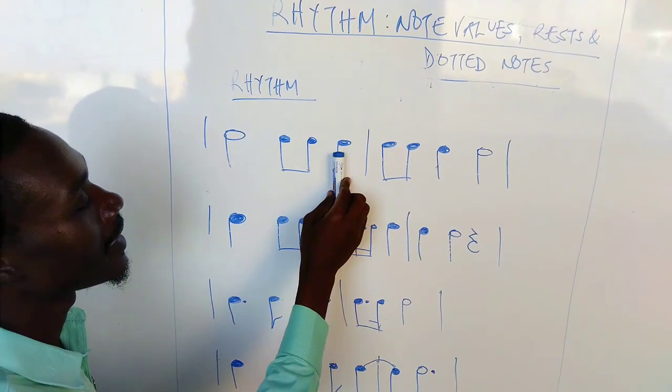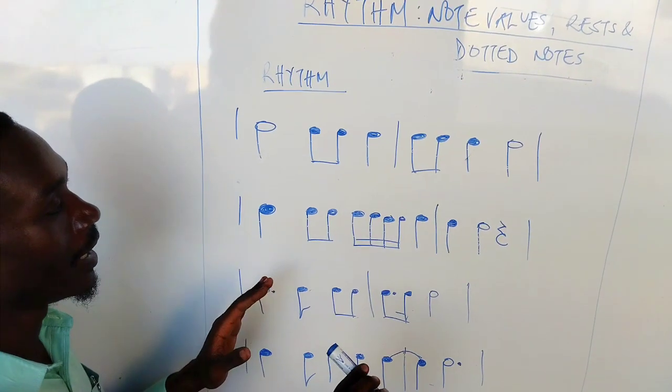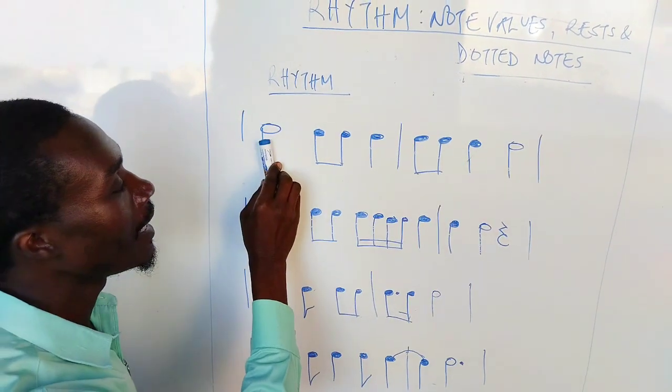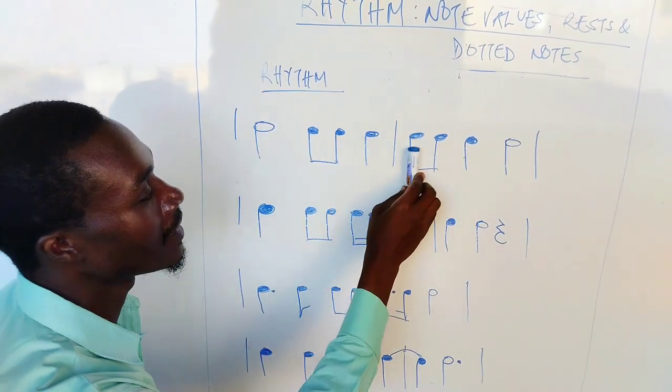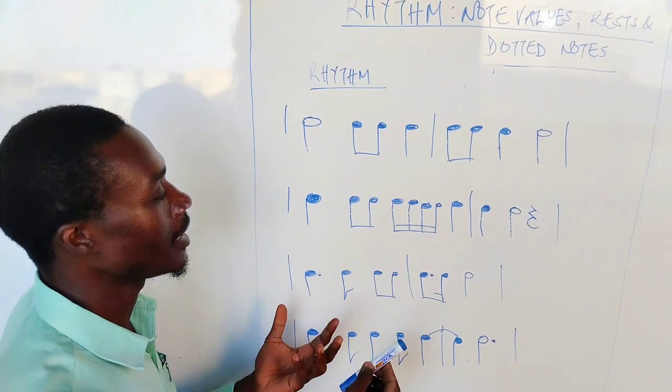Ta ta ta ta ta ta ta ta. So you can get that well. I can repeat. Ta ta ta ta ta ta ta ta. You can get that one well in such a rhythm.